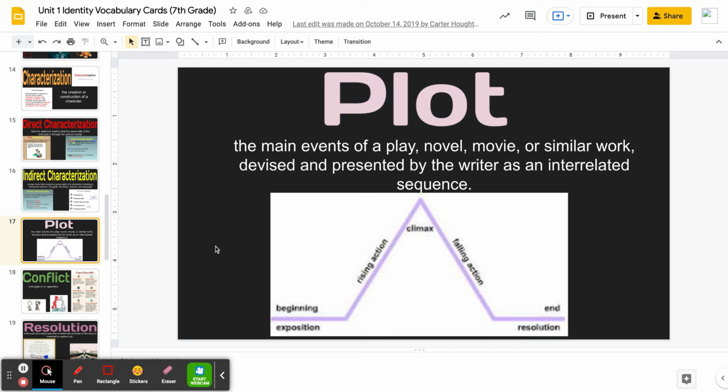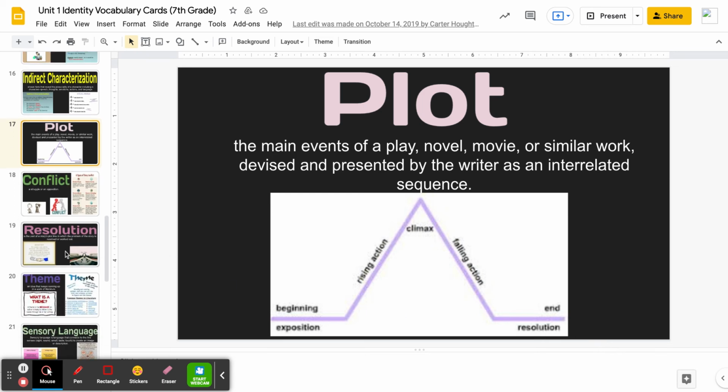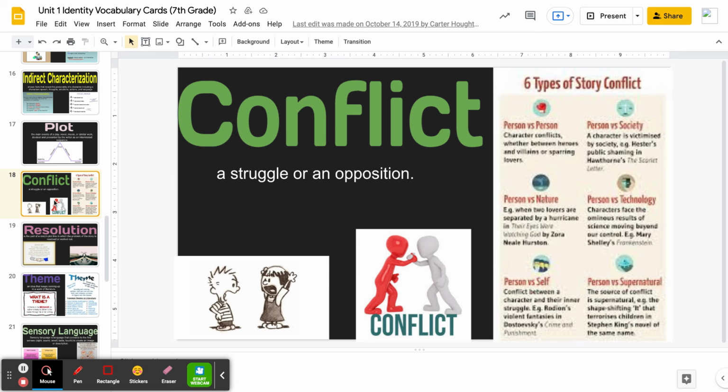Plot is the main events of a play, novel, movie, or similar work, devised and presented by the writer as an interrelated sequence. So they're in order. This is called a story map or a plot map. And this tells how the story goes from beginning to end, and all the different parts that are involved in it.